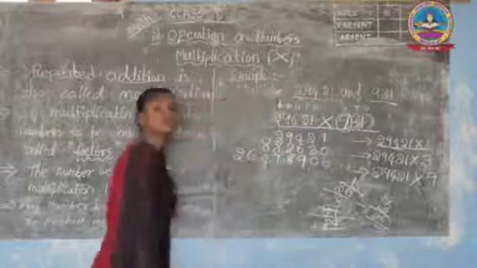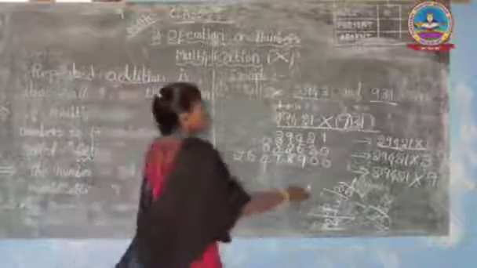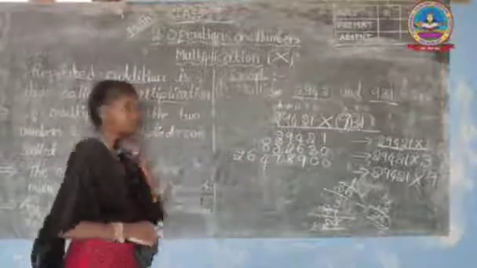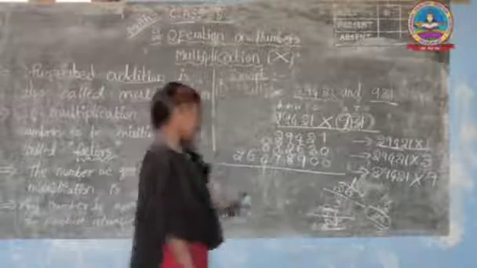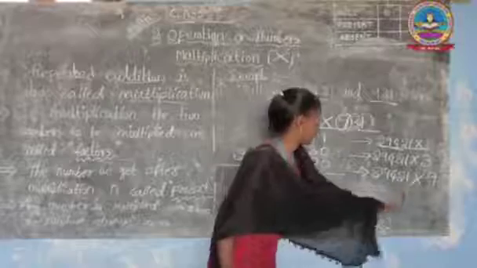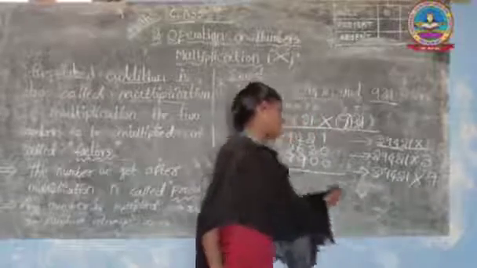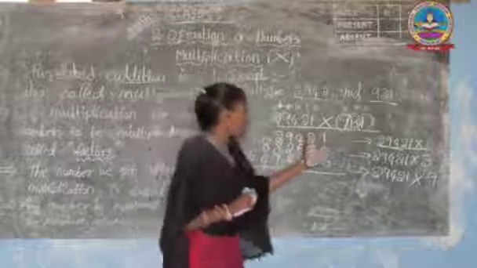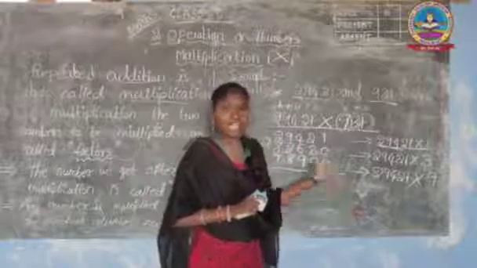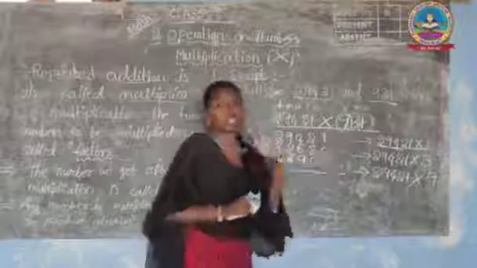26. This is the third partial product. Now the fourth step. Let's start the fourth step. And the fourth step is to add all partial products.